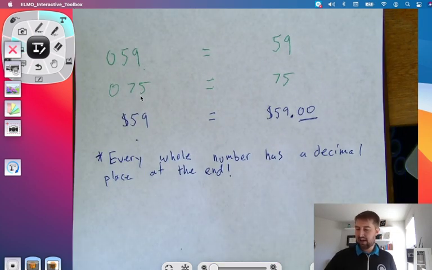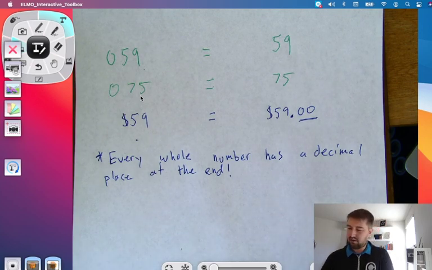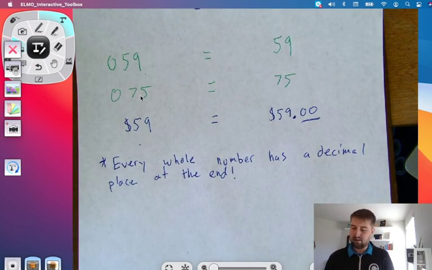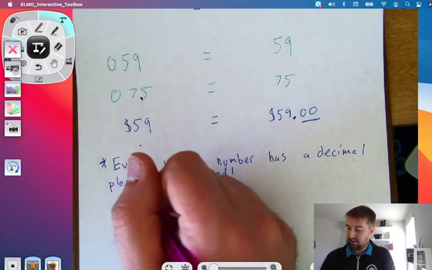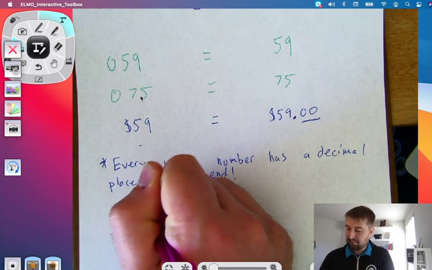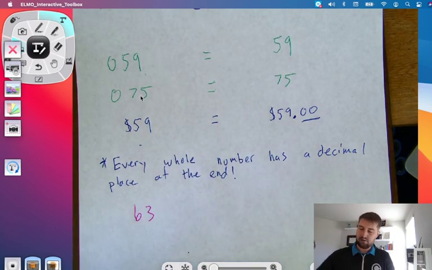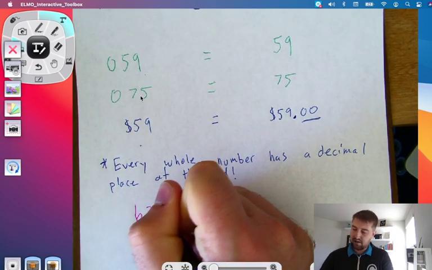So let's take a look at some numbers. Well, my favorite number right now is 63. 63, there's a decimal place right there.